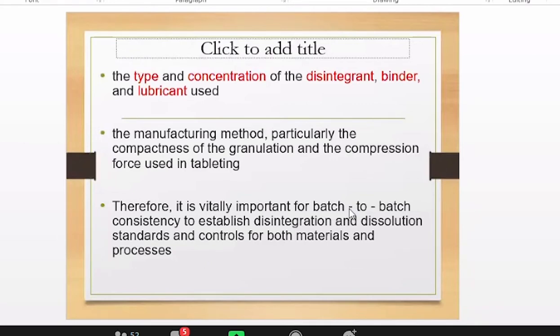So it is important for batch-to-batch consistency to establish disintegration and dissolution standards and controls for both materials and processes. So you have to look at the entire process as a whole, starting from the materials that you are using, as well as the processes that you are going to use, the granulation process, the direct compression, what forces you are going to use. You must consider this as a whole, and you must validate your method based on those processes and materials.